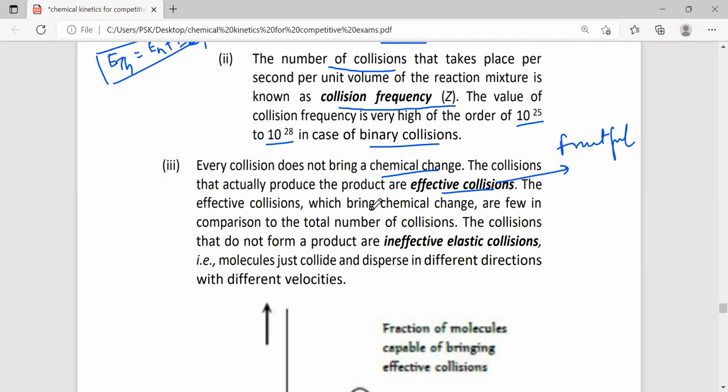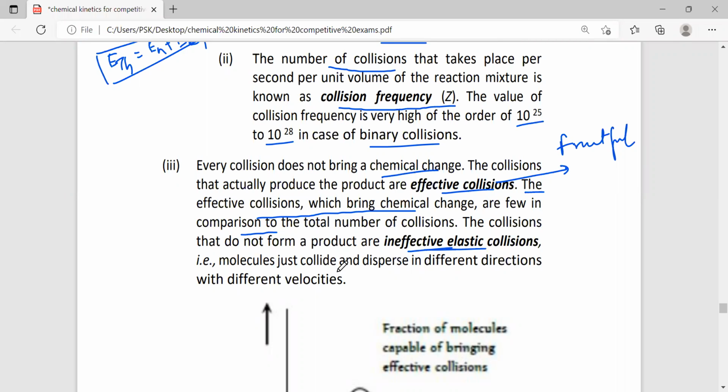The effective collisions which bring about chemical change are few in comparison to the total number of collisions. So you should remember that. The collisions that do not form products are called ineffective elastic collisions. When I say elastic collision, energy will be transferred from one molecule to the other, but there won't be product formation. Those are also called ineffective elastic collisions.